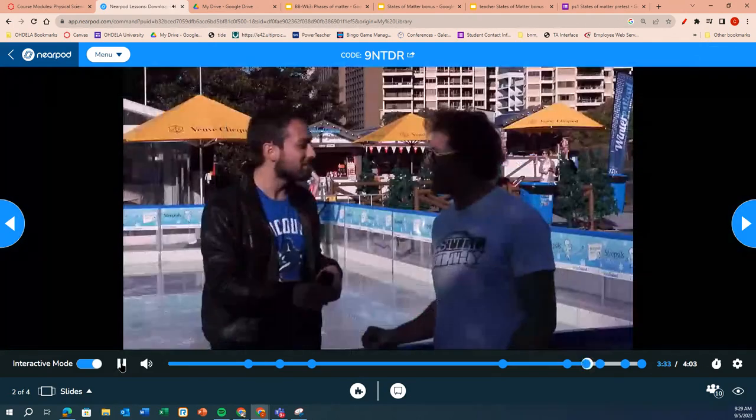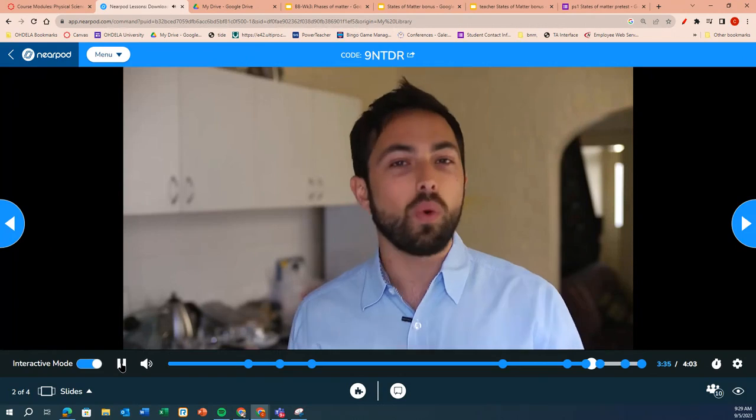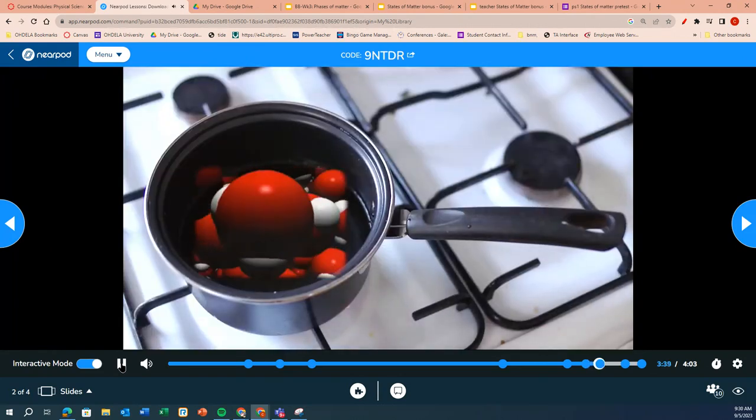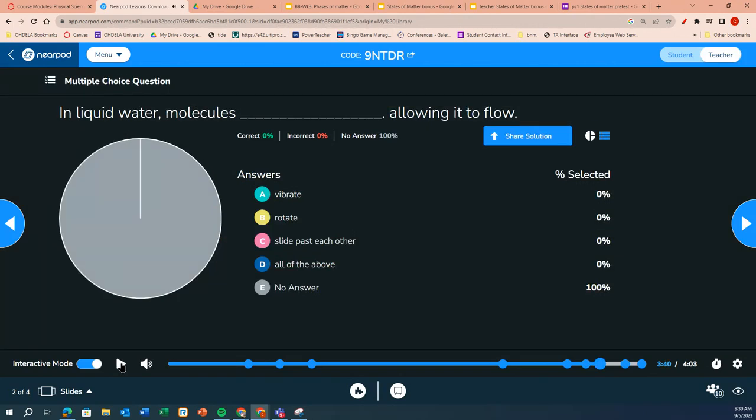That's awesome. All right. So in liquid water, the water molecules not only vibrate, they can also rotate and slide. Okay, so which of the liquid water molecules can do the following? Vibrate, rotate, slide past each other, or all the above? Yeah, you guys got it, all the above.